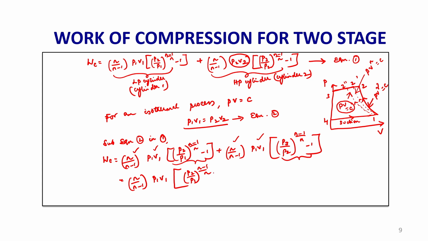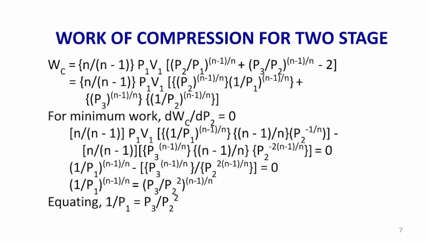Now, I will write this term. So, plus (P3 by P2) whole power n minus 1 by n, minus, adding both the minus 1 terms we get minus 2. So, this is the work of compression. So, n by n minus 1 into P1 V1 is a common term. Within the bracket, for the first cylinder (P2 by P1) whole power n minus 1 by n, plus (P3 by P2) for the second cylinder, the high pressure cylinder, minus 1 and minus 1 are added and we are getting this minus 2.